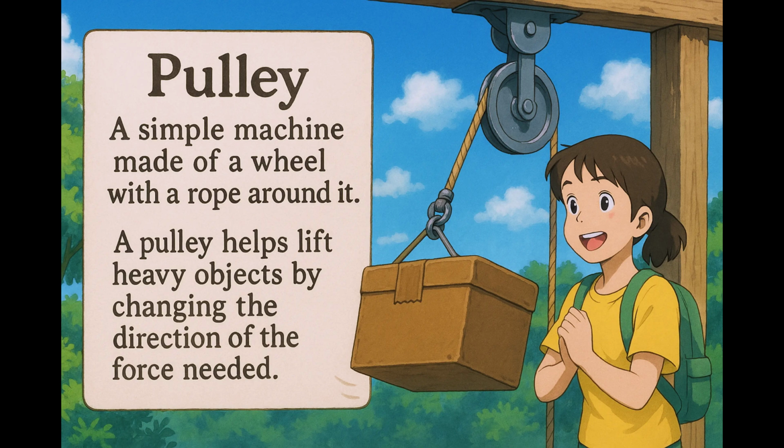and rope to distribute the weight, making it easier to lift heavy objects. In this analogy, the friend represents the wheel's role in the pulley, while the rope acts as your combined effort, working together to make lifting manageable.